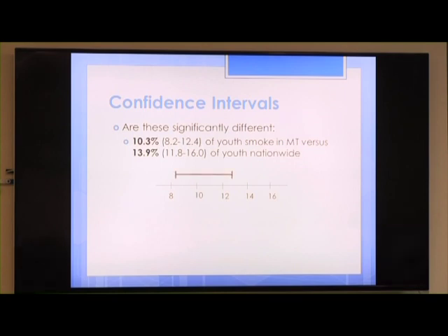There's Montana. That's our 10.3%, which spans from 8.2 up to 12.4. That's one interval. Here is the interval for youth in the US. It spans from 11.8 to 16.0. So are those two things significantly different from each other?